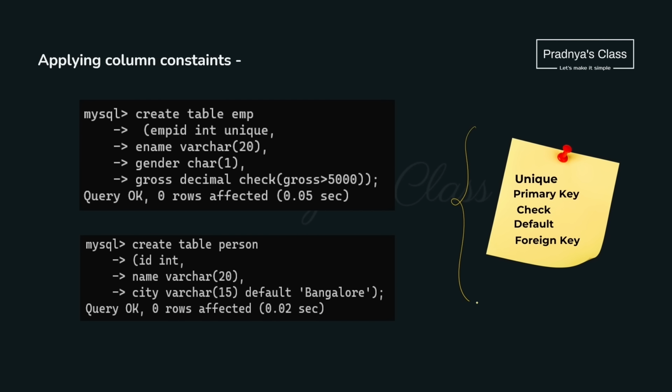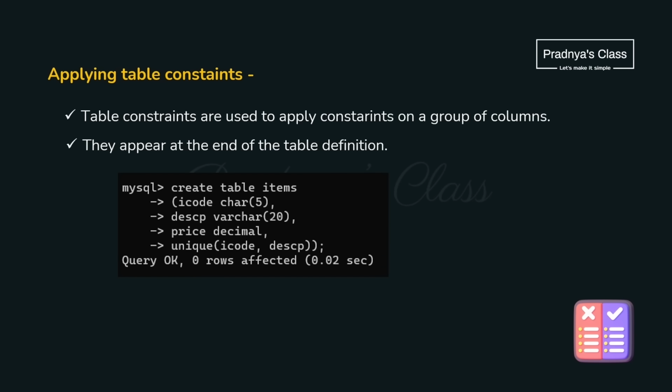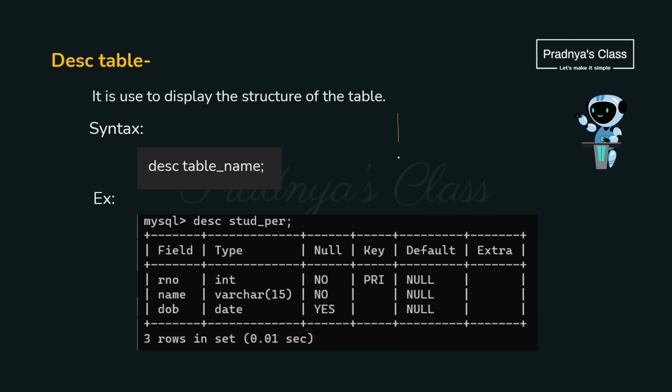We studied these 5 types of constraint that we can apply. Here we are applying check constraint. Here it is default constraint. Here is one example of applying table constraint. We know we can apply table constraint as well as column constraint. Alright, now the table is created.